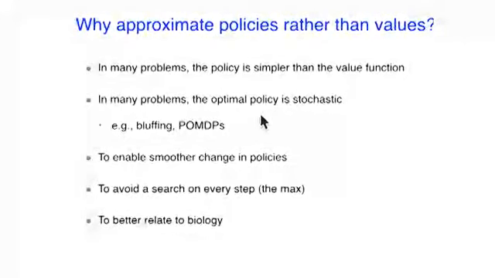Another issue is that the policy you're looking for might be a stochastic policy. So in lots of card games, like poker, or in fact in POMDPs, partially observable Markov decision processes, where you have hidden state, it's known that the optimal policy is a stochastic policy. So let's say in poker, you have to bluff, but you have to bluff, you know, 23% of the time. You can't just always bluff or never bluff. You have to have a probability.